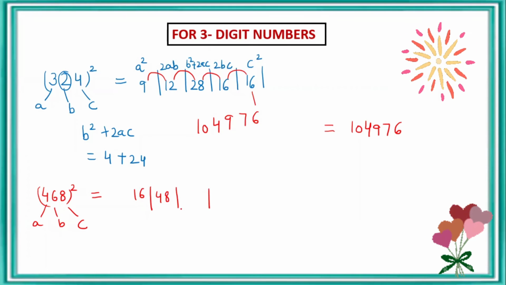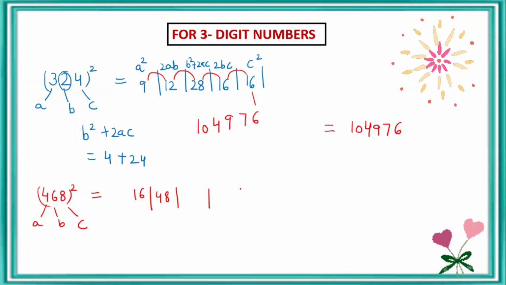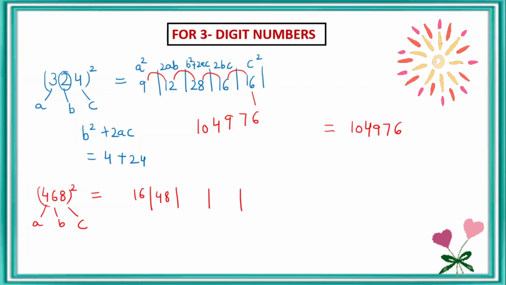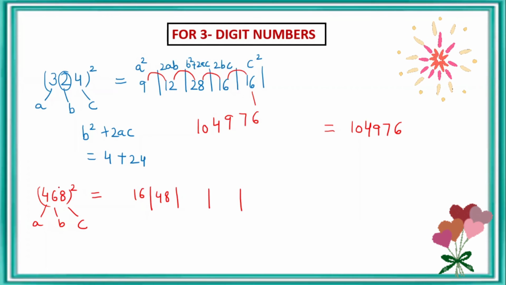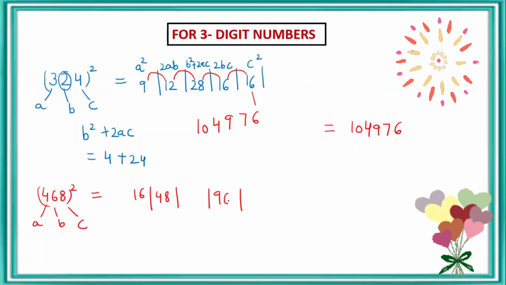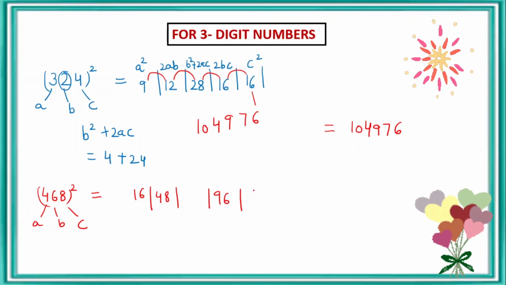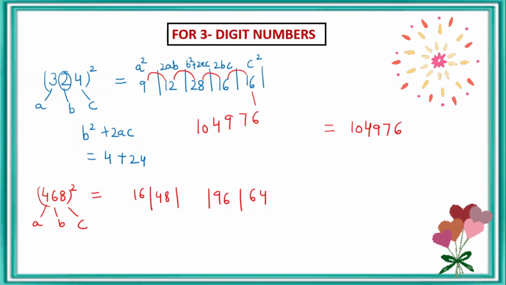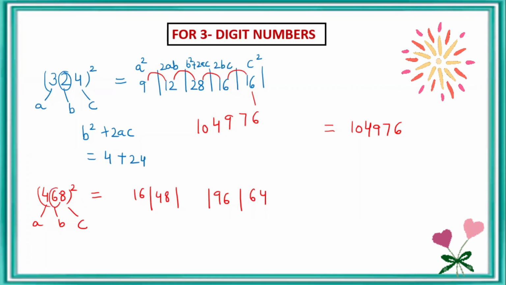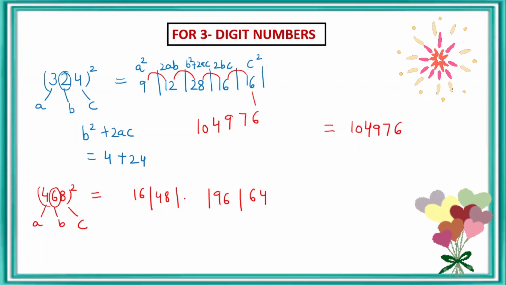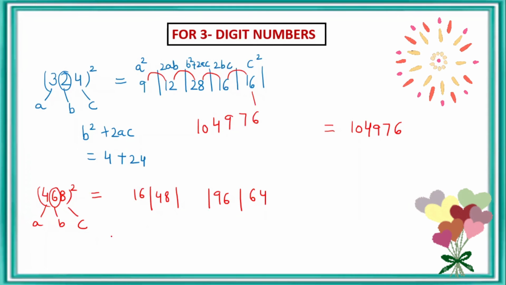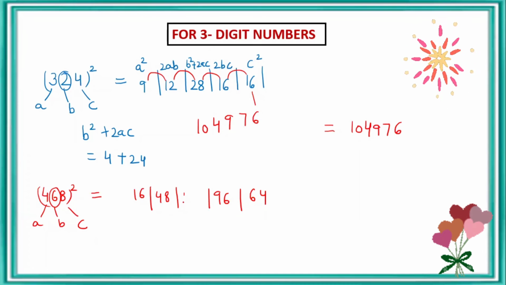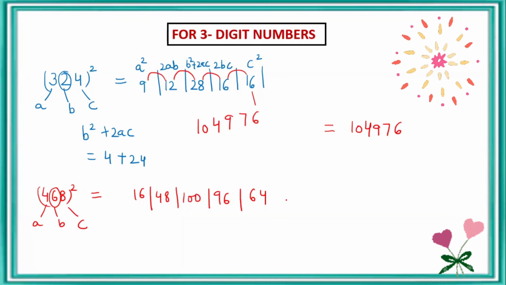Leave the middle group right now. Then go for 2BC. 8 into 6, 48. 48 double is 96. C square, which is 64. Now B square, that is 36 plus 2AC. 8 times 4, 32. 32 double is 64. So 64 plus 36, which is 100.